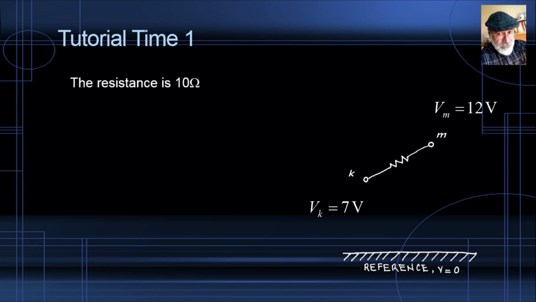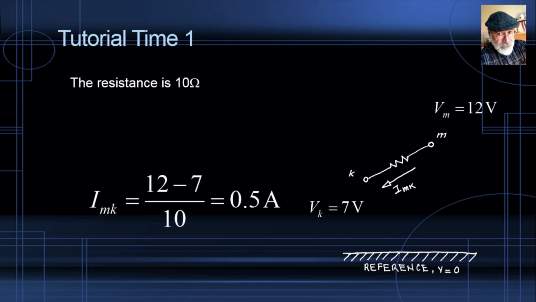Let's have a look at a numerical exercise. The resistance is a 10 ohm resistor in this case. Vk is 7 volts, Vm is 12 volts. I want to know what the current IMK is. So I've chosen M as the origin and K as the destination. So that current is going to be the voltage of the origin, 12 volts, minus the voltage of the destination, 7, divided by the 10 ohms of the resistor. That is half an amp. Half an amp is flowing from M to K.